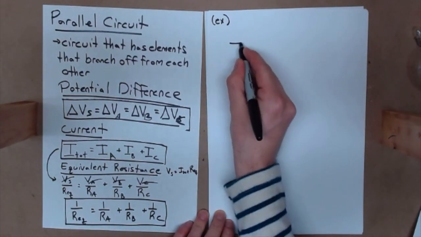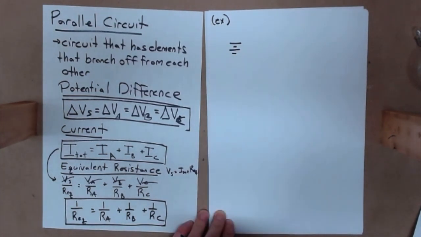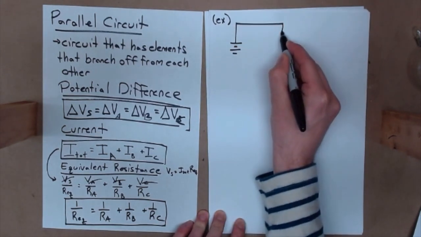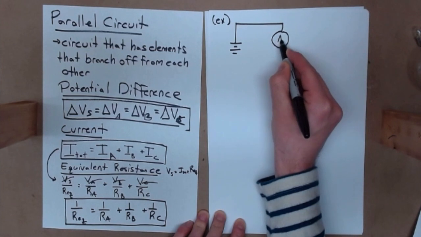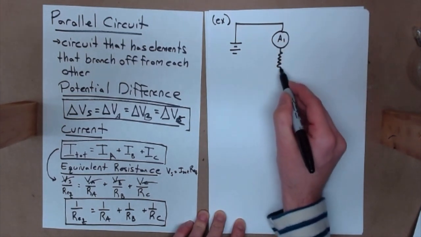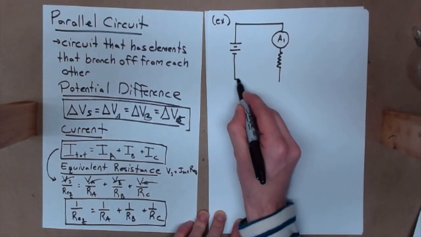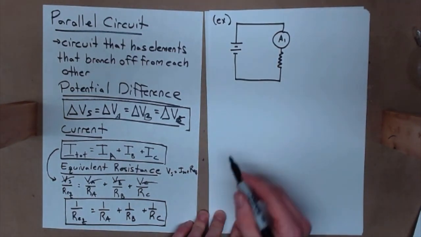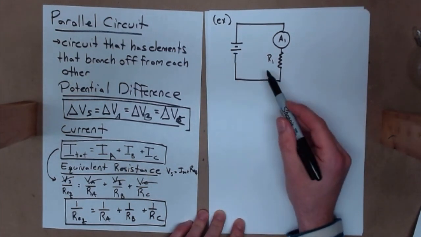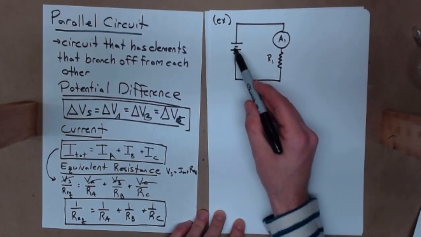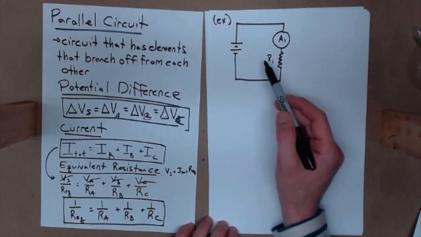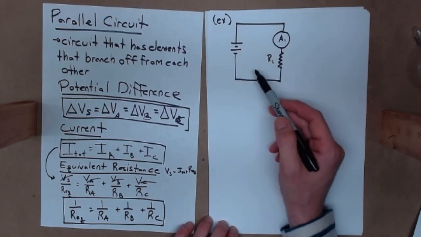So, battery, going up and over, down. I'm going to connect this battery to an ammeter, A1, that goes through a resistor, R1, circles back to the battery. Right. Now I want you to notice, this is not a parallel circuit yet. This is just a circuit with a battery, an ammeter, and a resistor. This is simply a basic, simple circuit.